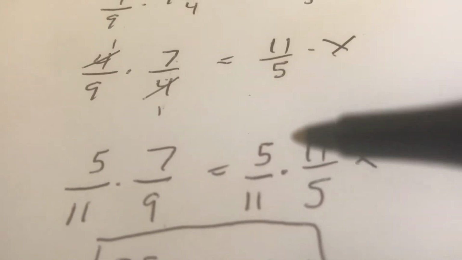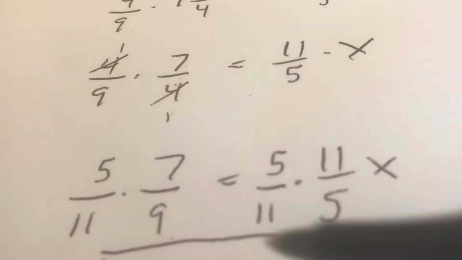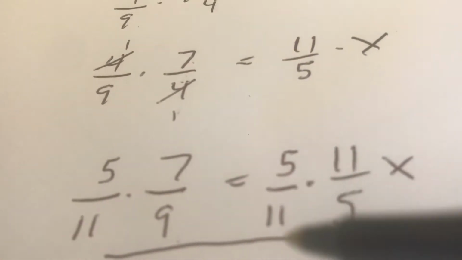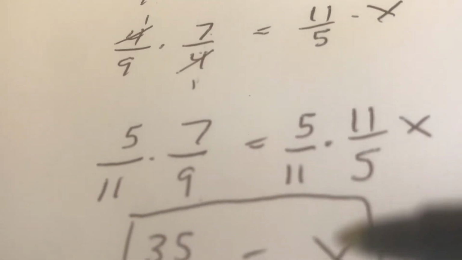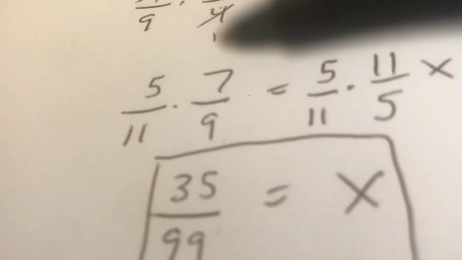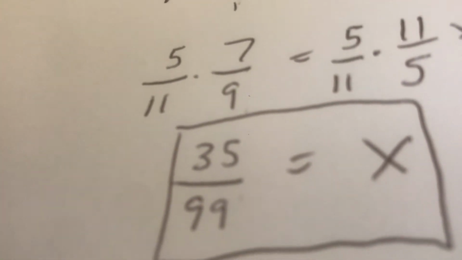So the next step is I'm going to multiply. I have to get the x by itself, so that's the one I work with. I multiply both sides by the reciprocal, because 5/11 times 11/5 equals just 1, or 1x. So 5/11. So we multiply the top times the top, 35, and the bottom times the bottom.